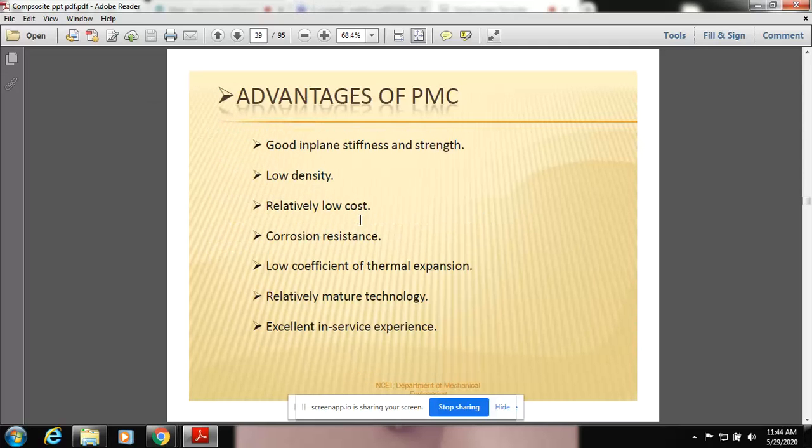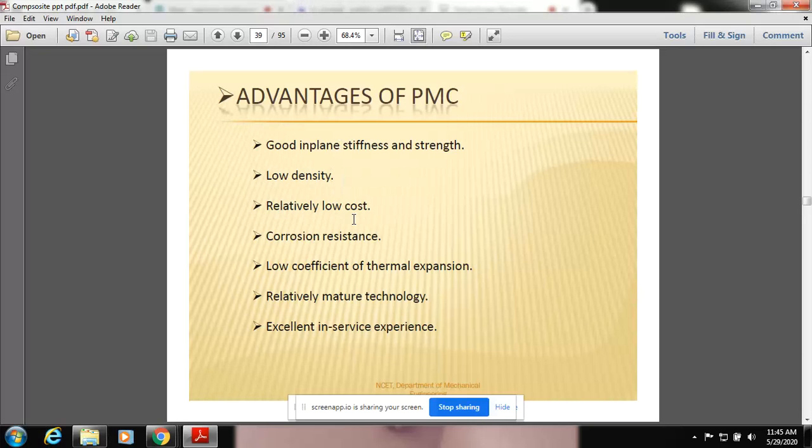Then what are the advantages of this PMC? As I mentioned at the beginning of the introduction about this PMC, I mentioned all these things. Good in-plane stress and strength. In-plane is nothing but shear strength. Low density. You know density is the ratio of mass by volume. If density is less, then mass is going to be less, right?